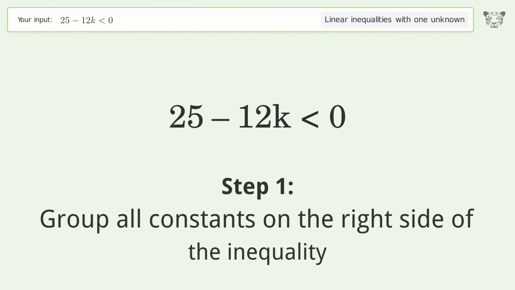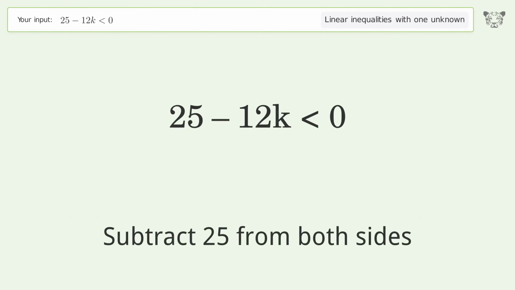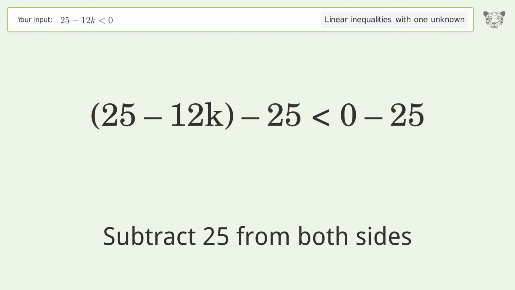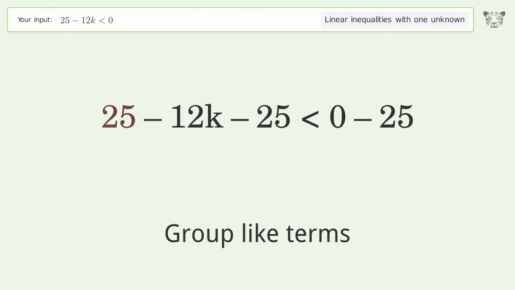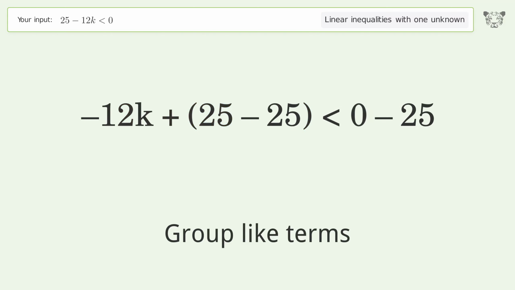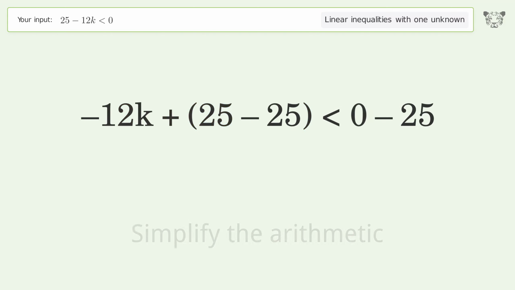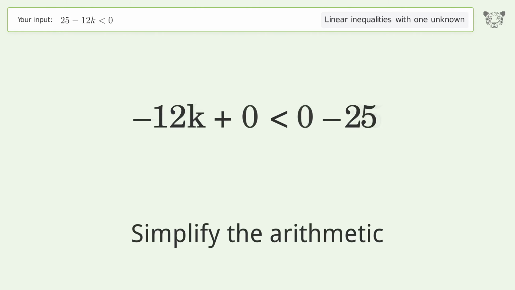Group all constants on the right side of the inequality. Subtract 25 from both sides. Group like terms. Simplify the arithmetic.